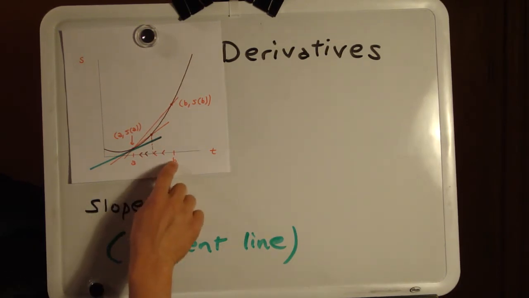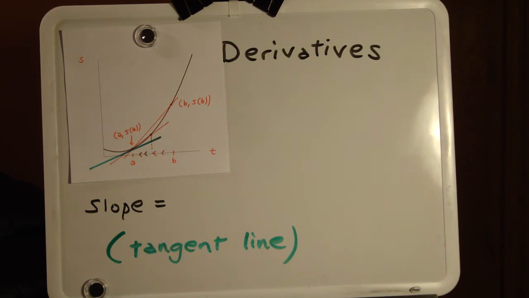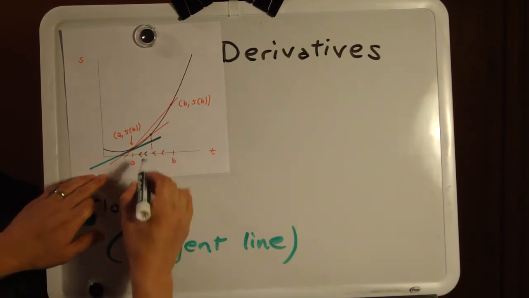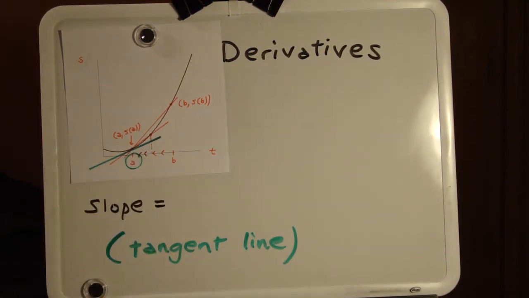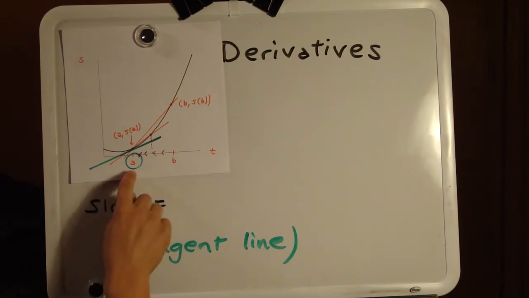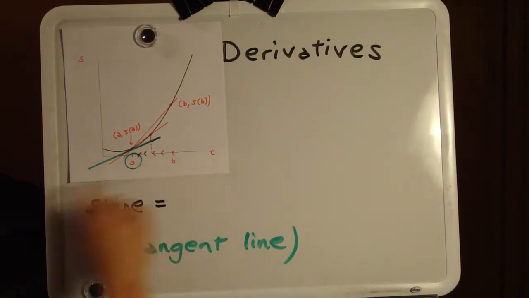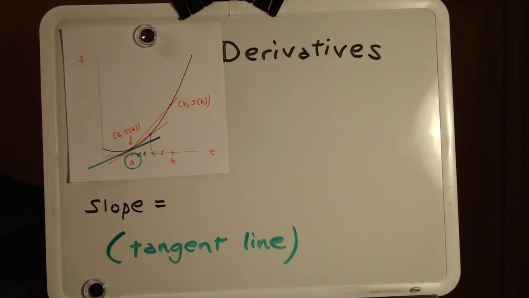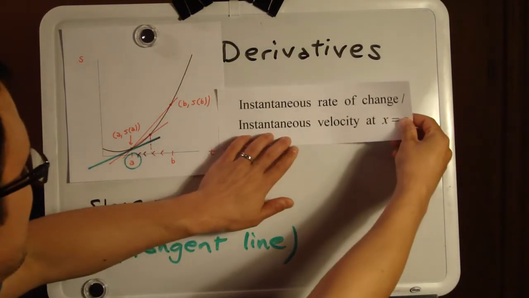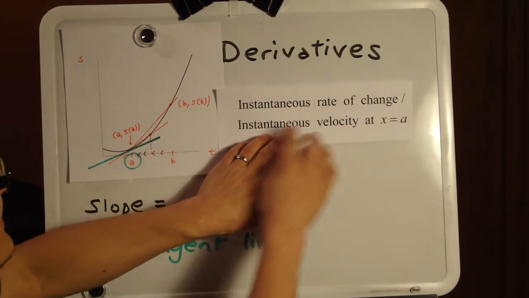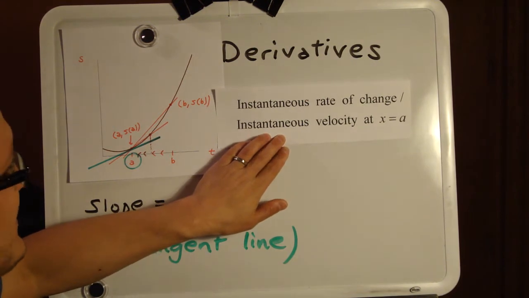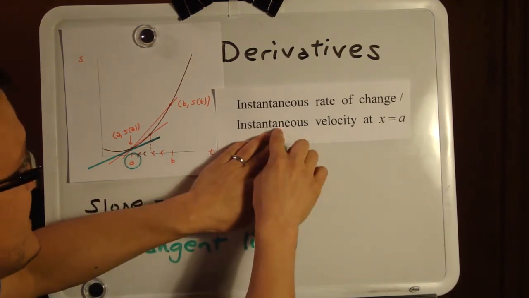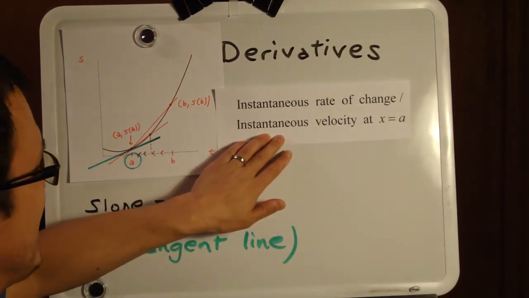So as we let B tend to A, we're getting closer and closer to A, and we're shrinking the window, and what this is really giving us is an instantaneous reading when time is equal to A. So the big difference here compared to the other scenario is this is an instantaneous rate of change, or it gives you the reading of an instantaneous velocity, when x is equal to a.